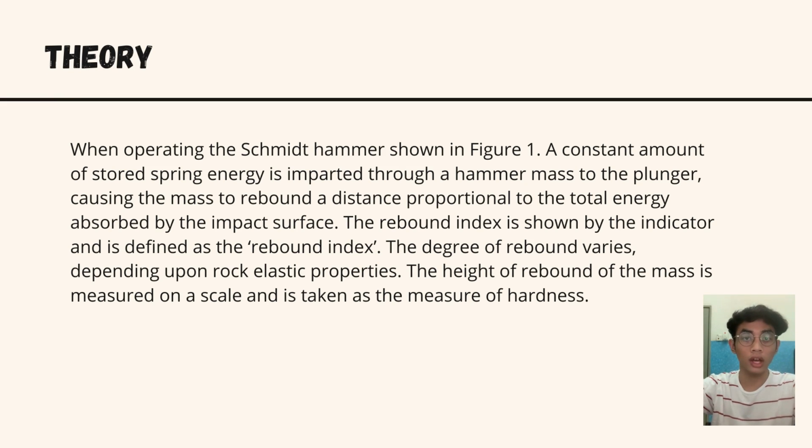Next, the theory of the experiment. When operating the Schmidt hammer, shown in figure 1, a constant amount of stored spring energy is imparted through a hammer mass to the plunger, causing the mass to rebound a distance proportional to the total energy absorbed by the impact surface. The rebound index is shown by the indicator and is defined as the rebound index. The degree of rebound varies depending upon the rock's elastic property. The height of rebound of the mass is measured on a scale and is taken as the measure of hardness.